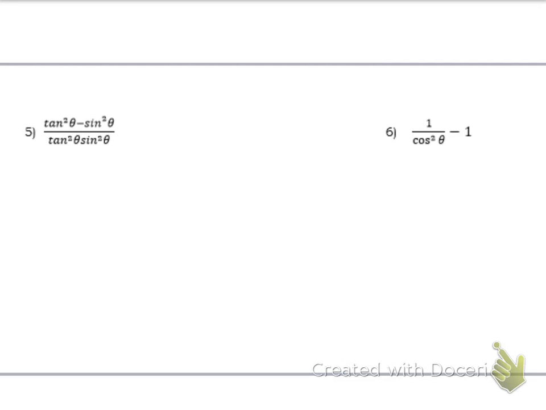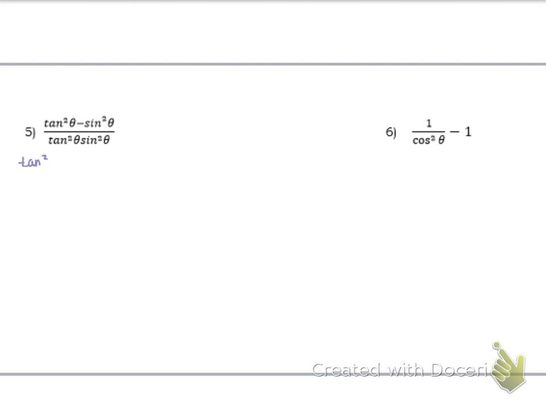Okay, number 5 here. What I could do is, right now there's a whole lot in there. I've got tangent squared theta. I could write it as a fraction, but right now I really don't want to write it as a fraction. Let's go ahead and separate what we have.